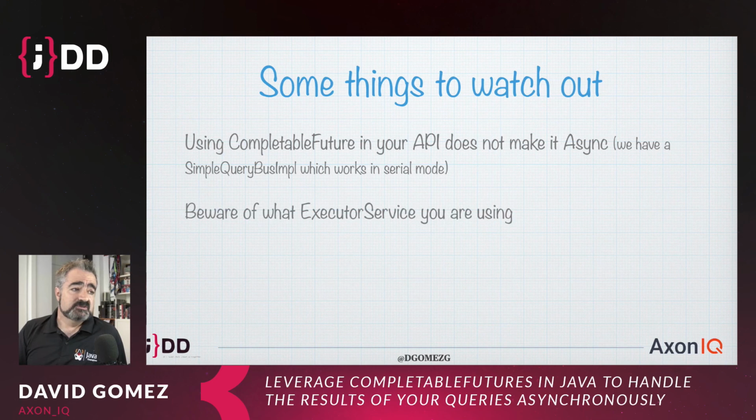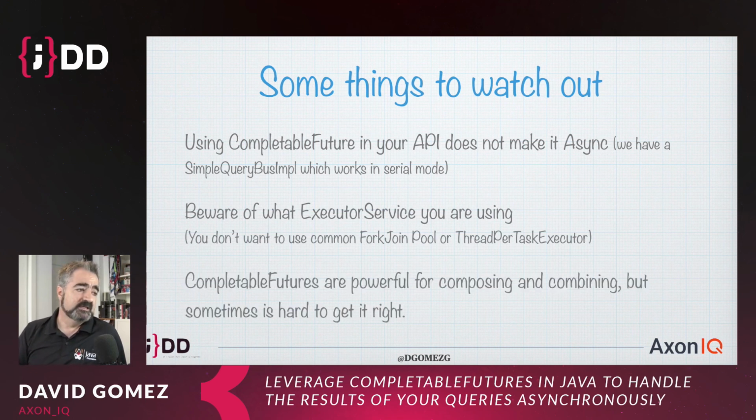Also, you need to take into account which executor service you are using. Try to avoid using the default common ForkJoinPool or the default policy. And finally, keep in mind that CompletableFutures are really powerful for composing and combining, but sometimes it's hard to get it right. So your users should be able to understand completely how CompletableFutures work.